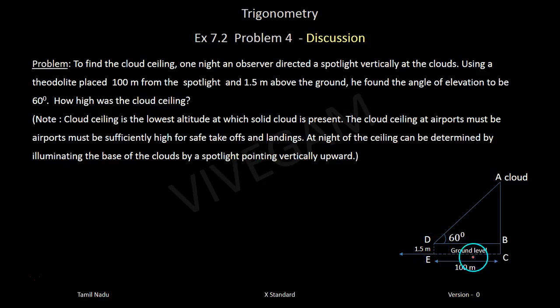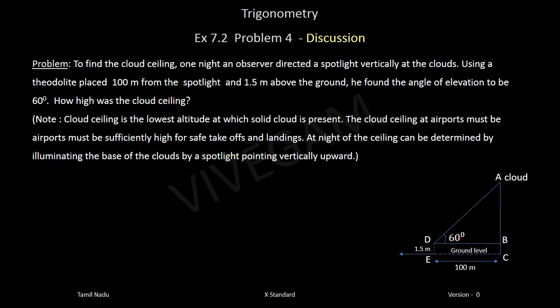CE is the ground level, and A is the cloud, and B is where the spotlight is directed vertically upwards. So this light will go and hit the cloud, and using a theodolite, they are trying to find the angle of elevation. So how will they find the angle of elevation? They will first look in the horizontal direction, and that will be taken as 0. Then they will rotate it up till they are able to see the cloud, and from the angle of rotation they are able to give us the angle of elevation.